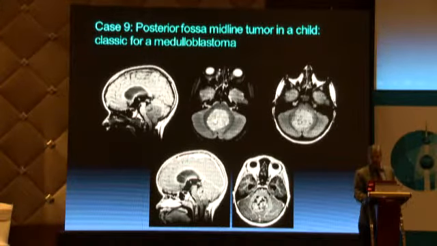Okay, we come to case 9. And if you see a posterior fossa midline mass like we do in this case, it could be a medulloblastoma, which is the commonest. It could be a pilocytic astrocytoma, which is the second commonest. It could be an ependymoma, which is much more rare, or an atypical teratoid rhabdoid tumor, which is extremely rare. Now, if you look at this case, it looks very much like a medulloblastoma. Sag T1, axial T2, axial flare, sagittal T1 with contrast, axial T1 with contrast.